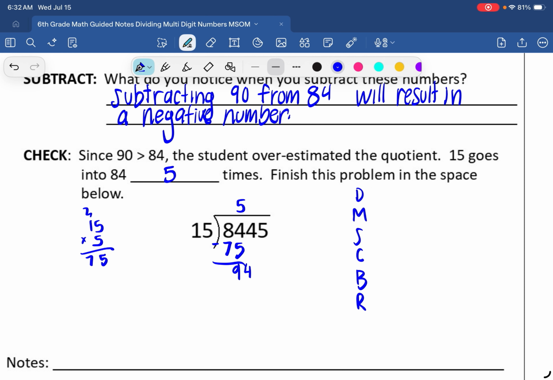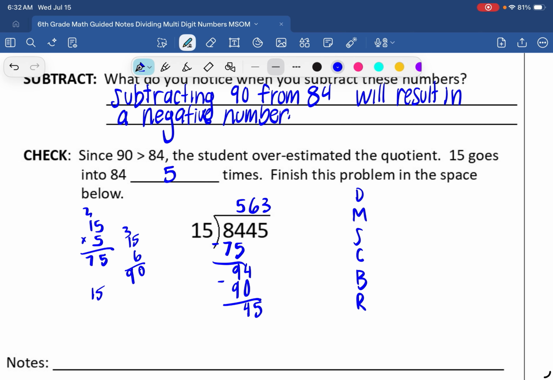15 goes into 94. I know 15 times 5 is 75. Let's try 6. 15 times 6, so that gives me 90. Subtract 94 minus 90 is 4. Bring down the 5. And 15 goes into 45 3 times.